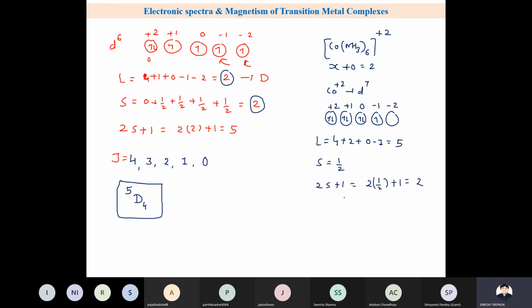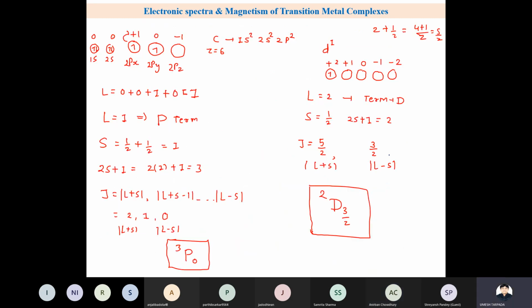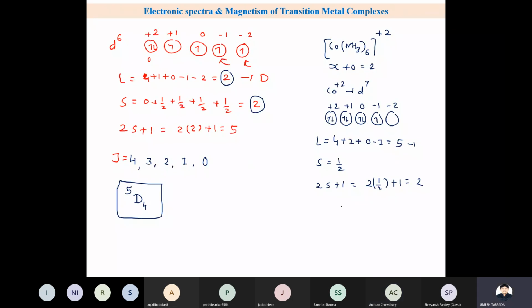It's a doublet. Okay, if L value is 5, then what is its term? If it is 5, then term is H. So therefore here it is H. Multiplicity is 2. Configuration is more than half filled. So possible J value, you can write down L plus S, that is 5 plus 1/2, it's 11/2.